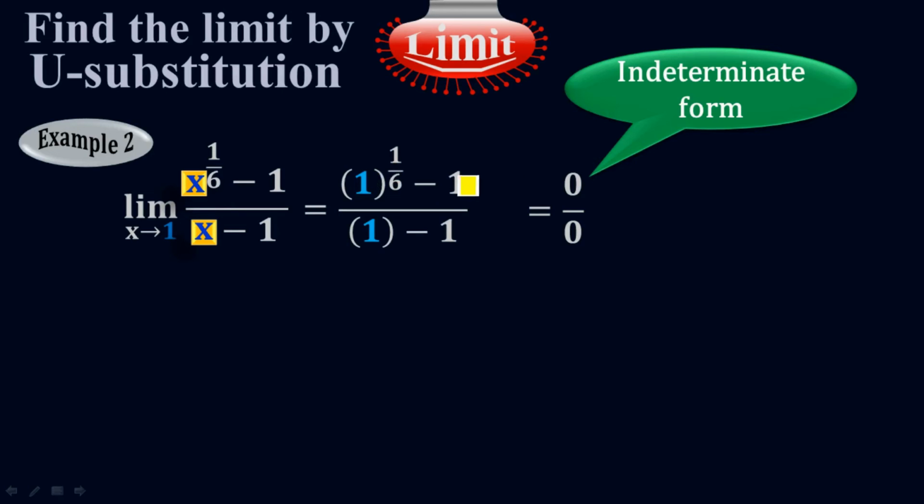1 minus 1 is 0. And then 1 minus 1 in the denominator is 0. Therefore, I got an indeterminate form. So my direct substitution method has failed here. I cannot use the direct substitution method. Therefore, I'm going to use the U-substitution method. Let me use the U-substitution method here.